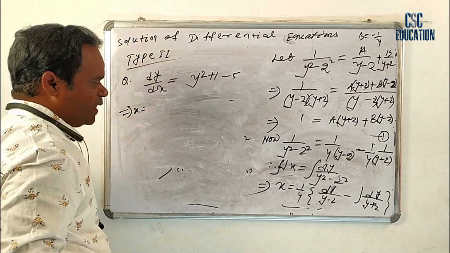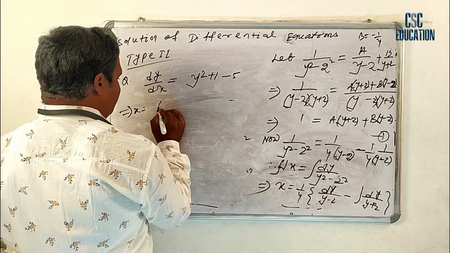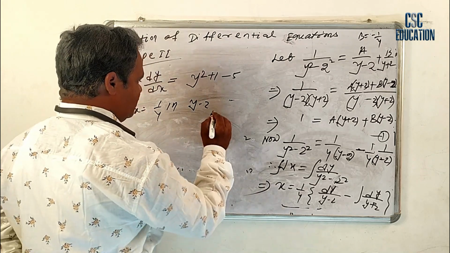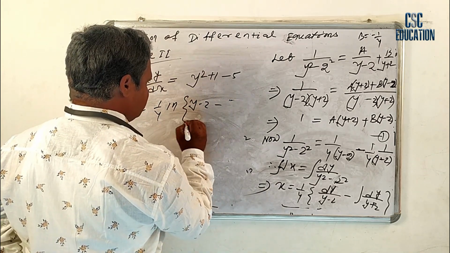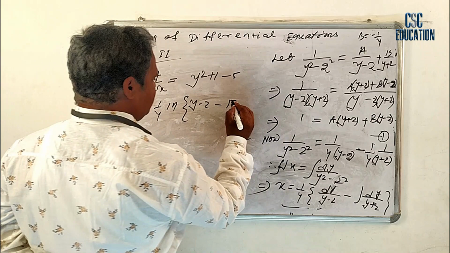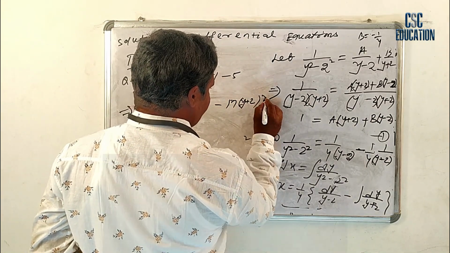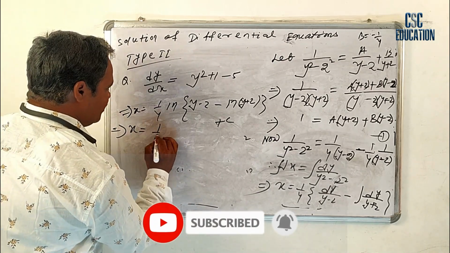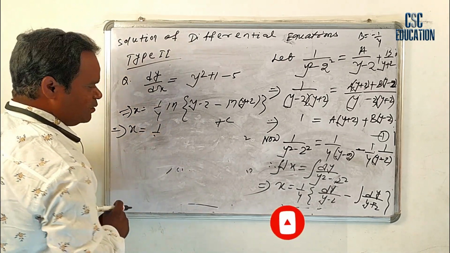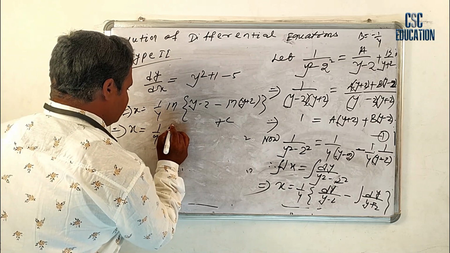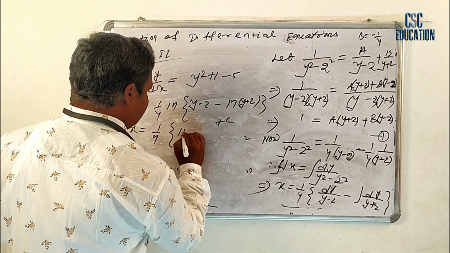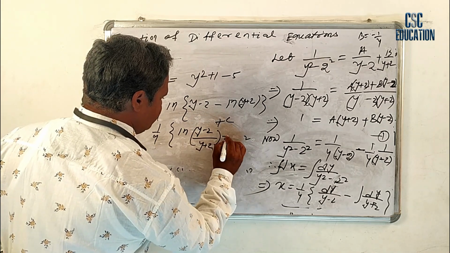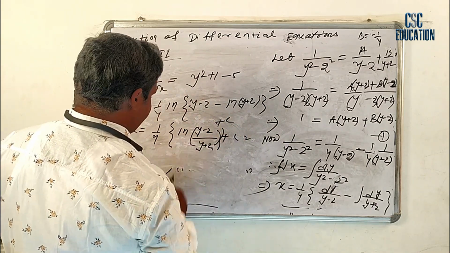The solution is here: x equals 1 by 4 times ln of y minus 2 minus ln of y plus 2 plus c, or x equals 1 by 4 ln of y minus 2 by y plus 2 plus c. Here is the answer.